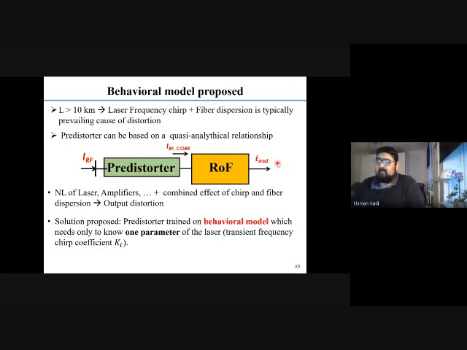And the technique that we proposed actually depends on just one parameter of the laser, which is the transient chirp. It is the coefficient. When you see the documentation of any components, you can see that there is a list of different parameters, and KT, the transient chirp coefficient, is already given there. So this behavioral model is based on a parameter that is already available in the documentation.